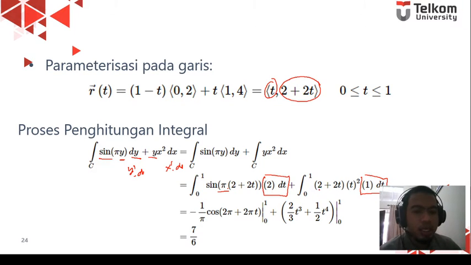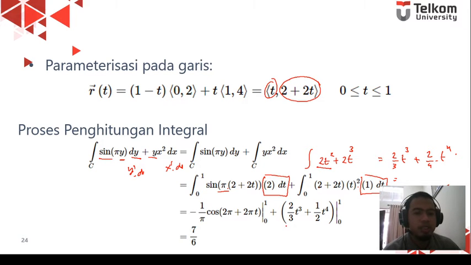So we can get this result: 2 plus t squared, and also plus 2t times this one, 2t to the power 3. So we will get 2t squared plus 2t to the power 3. If we take the integral, 2t over 3 should be equal to 2 over 3 t to the power 3, and also plus 2 over 4 t to the power 4. So we get 2 over 3 t to the power 3, plus a half, since 2 over 4 is a half, times t to the power 4, from 0 to 1.